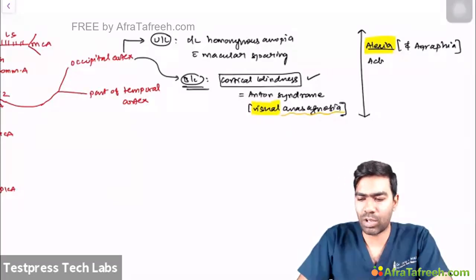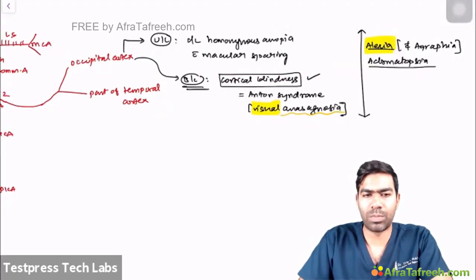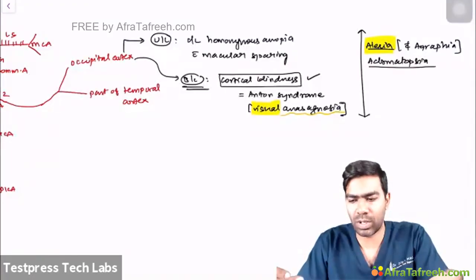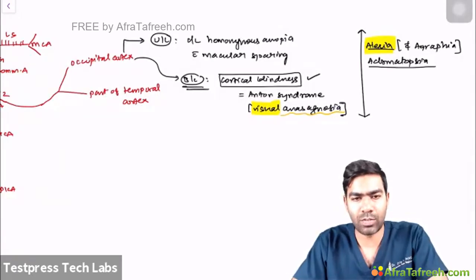Then they can have something called achromatopsia. What do you mean by achromatopsia? Patient will see different colors. One color may look something different. So they might not agree with the colors that you see as the colors what they see. That's what we refer to as achromatopsia.